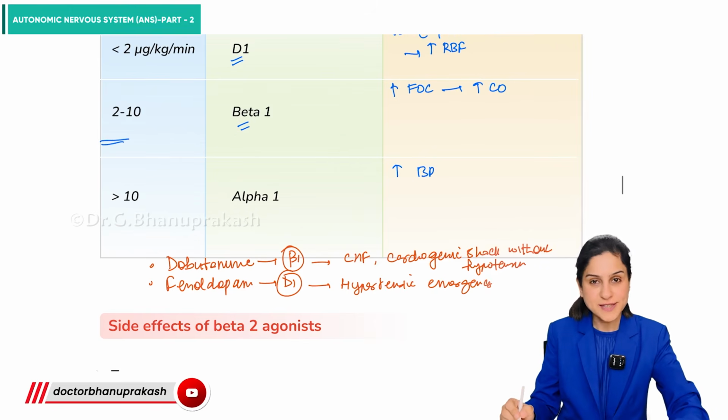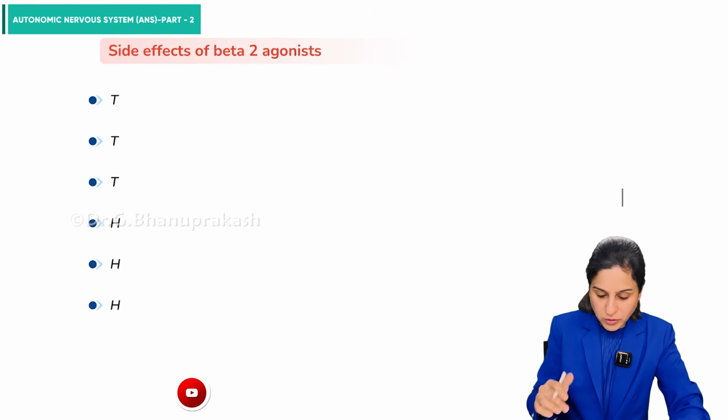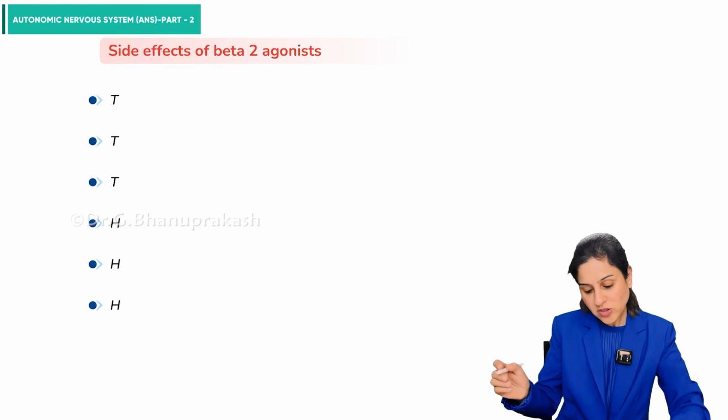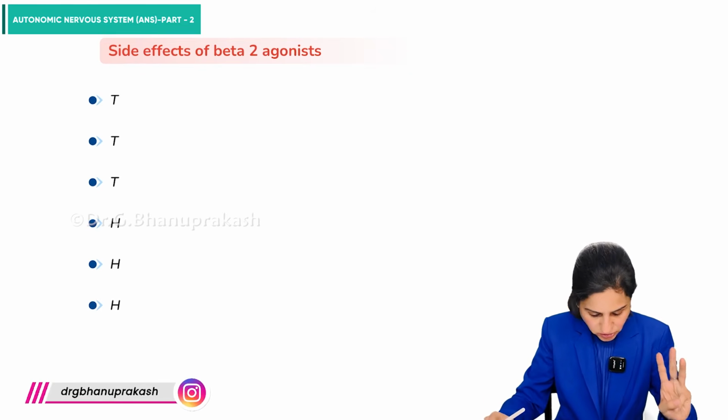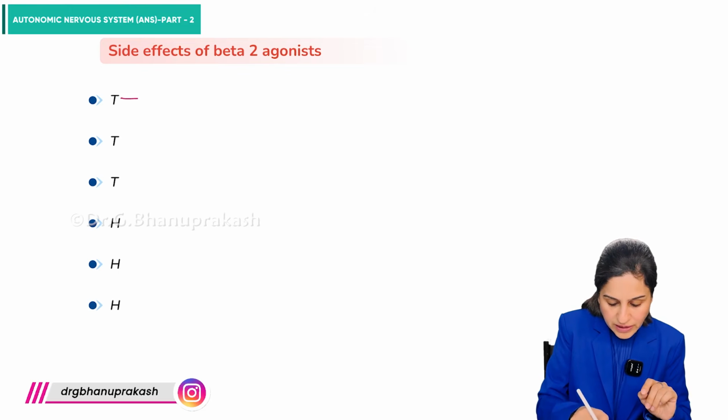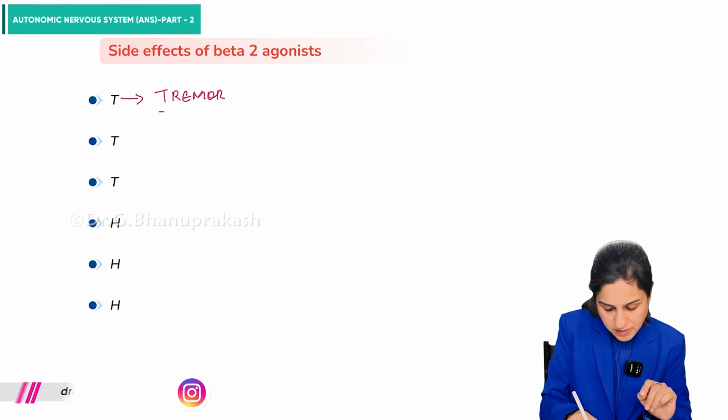Hypertensive emergencies. Side effects of beta 2 agonists, another high yield question. So what are the different side effects of beta 2 agonists? Remember 3 T's and 3 H's. So first, 3 very important side effects we have discussed already. This is tremors. Most common.